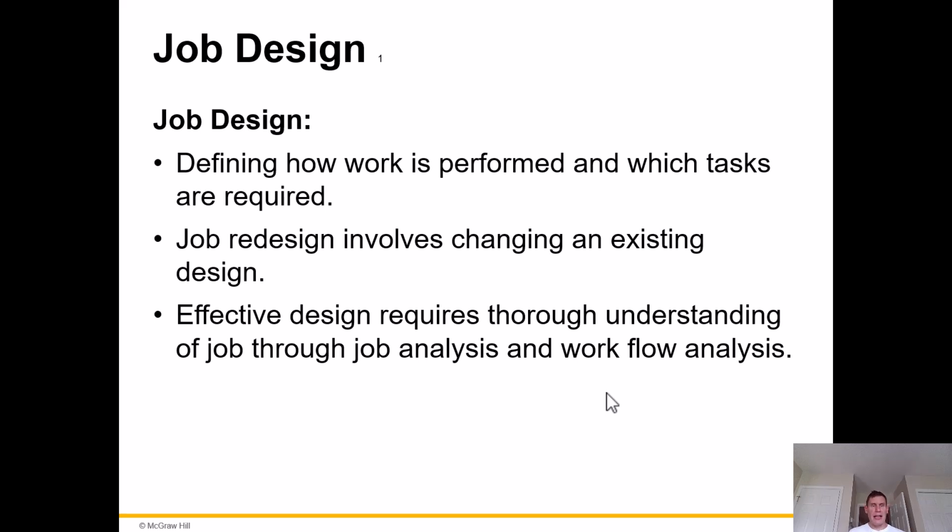Think of job design as defining how work is performed and which tasks are required. Job redesign involves changing an existing design. So maybe adding things to it, maybe taking some away, could just be giving that job more responsibility. And of course, effective design requires a thorough understanding of the job through job analysis, and of course workflow analysis, like where does that job fit into the overall workflow?